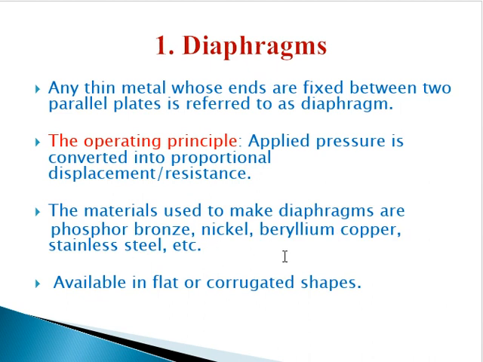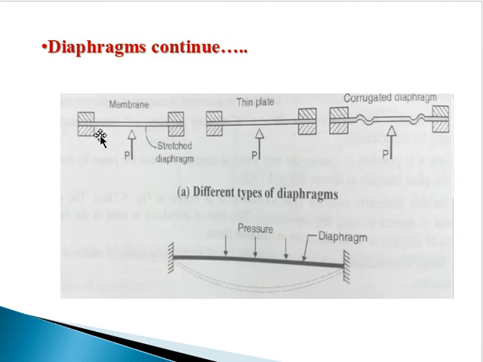The materials used to make diaphragms are phosphor bronze, nickel, beryllium copper, stainless steels, etc. These are some famous materials used for diaphragms. There is a huge list, but we have to refer only to these. They are available in flat or corrugated shapes. This is called a flat shape, and this type of shape is called a corrugated shape. These are the different types of diaphragms.